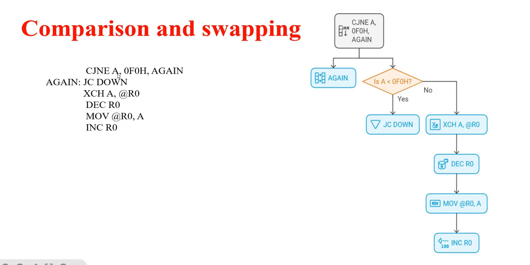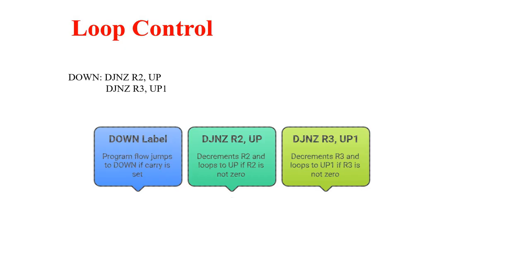So here we are using CJNE A, #0F0h, AGAIN for comparing, and here we are swapping, that is we are exchanging the values. Next we have the loop control. Now we have two loops here, one is the inner loop and another is the outer loop. To control the inner loop we have R2, and to control the outer loop we have R3. Now this DOWN is a label for the program to jump to if the carry was set in the JC instruction, that is jump if carry.